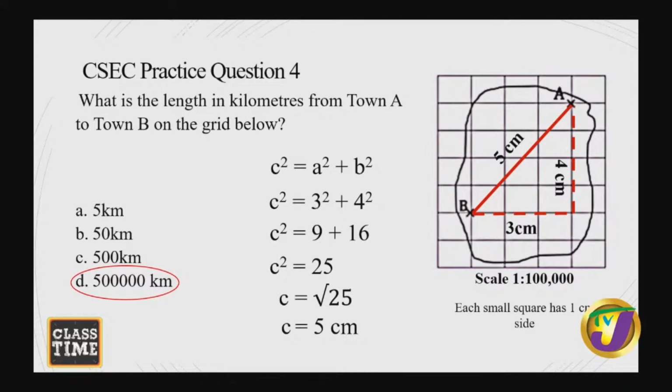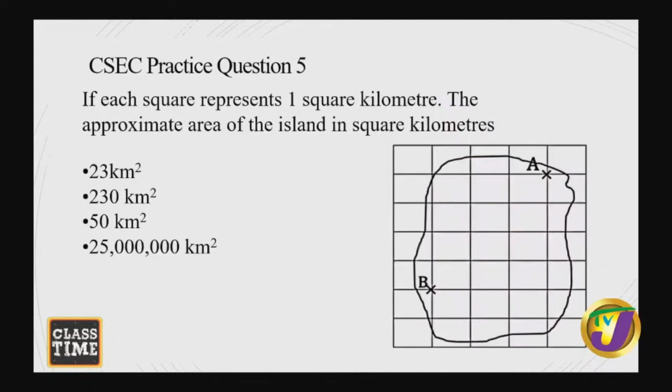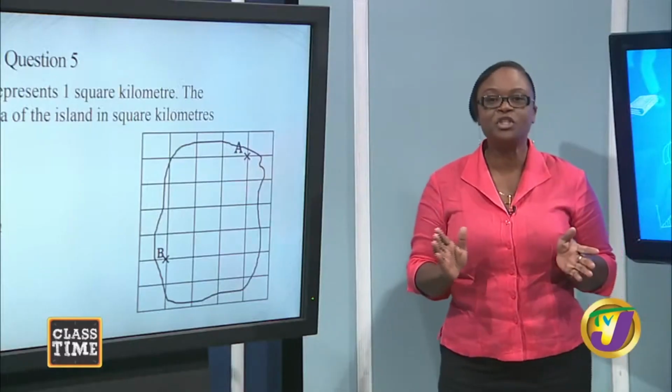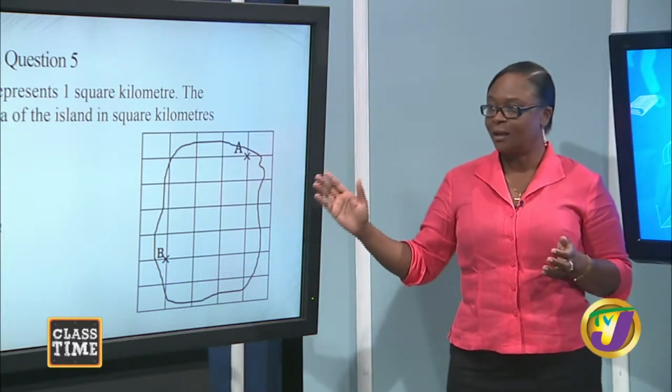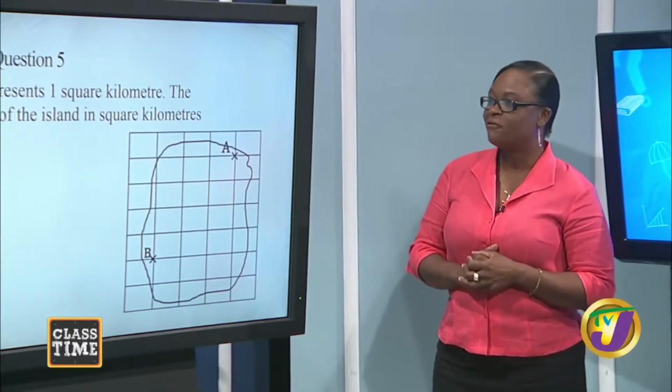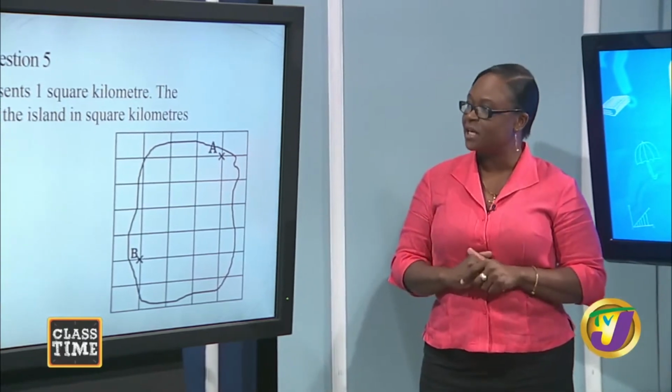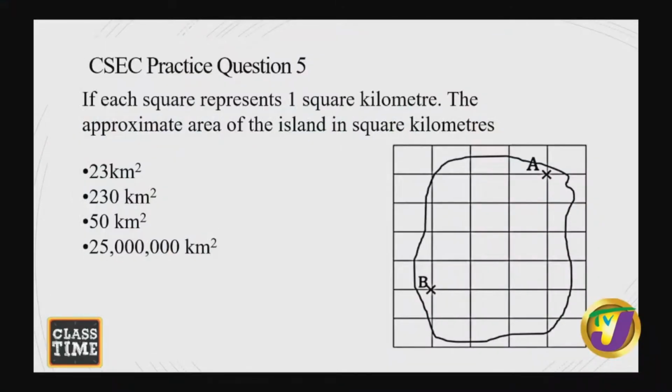Good. That's 1 point and we're okay. Now the next question. Still a multiple choice in paper 1, and we have 4 answers from which to make a selection. It says if each square represents 1 square kilometer, the approximate area of the island in square kilometers would be: A, 23 square kilometers; B, 230 square kilometers; C, 50 square kilometers; or D, 25 million square kilometers.